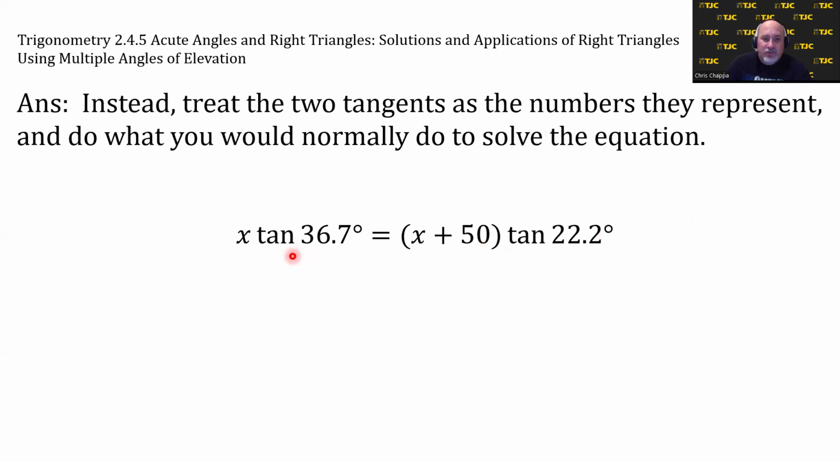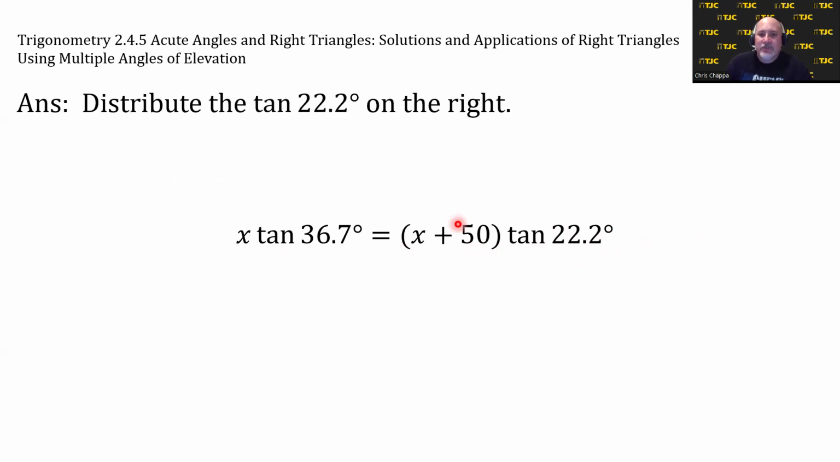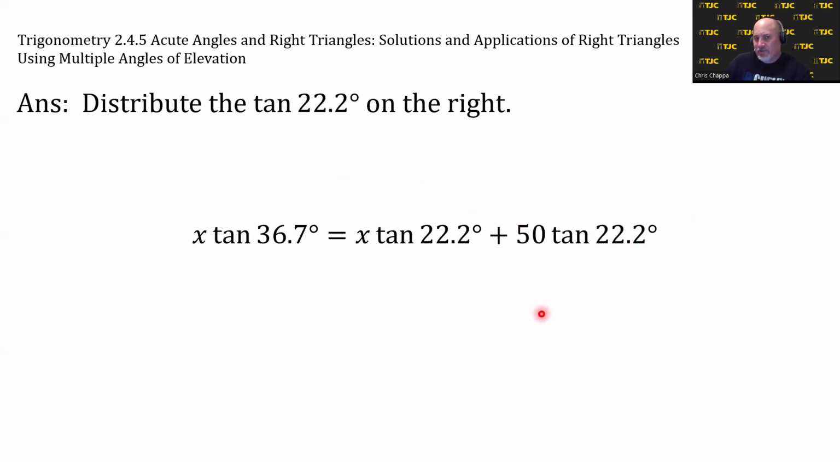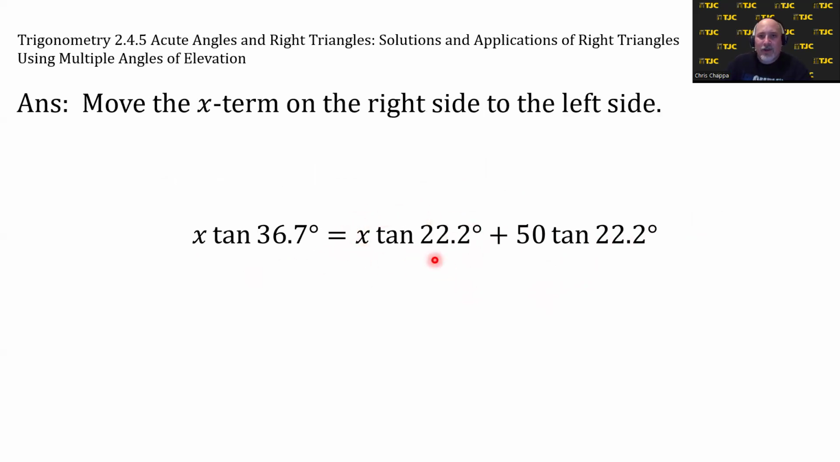Instead, treat the two tangents as the numbers they represent and do what you would normally do to solve the equation. In this case, that would mean to distribute the tangent on the right. And if we did, we would get an equation that looks like this. Since we have x's on both sides, we want to get them all on one side. So we're going to move the x term on the right side to the left side. Watch quickly, because when I move it to the other side, it will become a minus, and the equal will go right here where the plus is, like this.